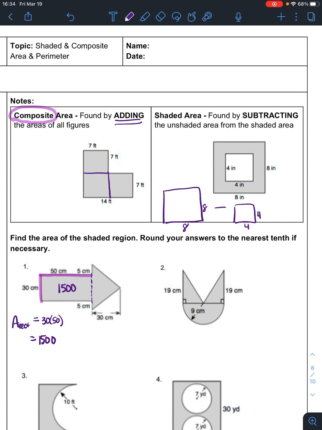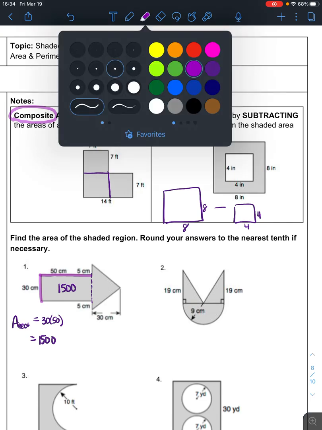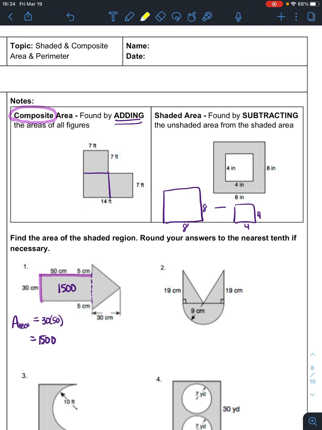Now I need to find the area of the triangle. Well, for the area of the triangle, I need a base and a height of the triangle. My height is 30. There's my height. And then I have my base. Well, my base is this whole side. So don't forget, this 30 goes all the way over and goes right there too. So this length right here all the way is 5 plus 30 plus 5. So that is 40.